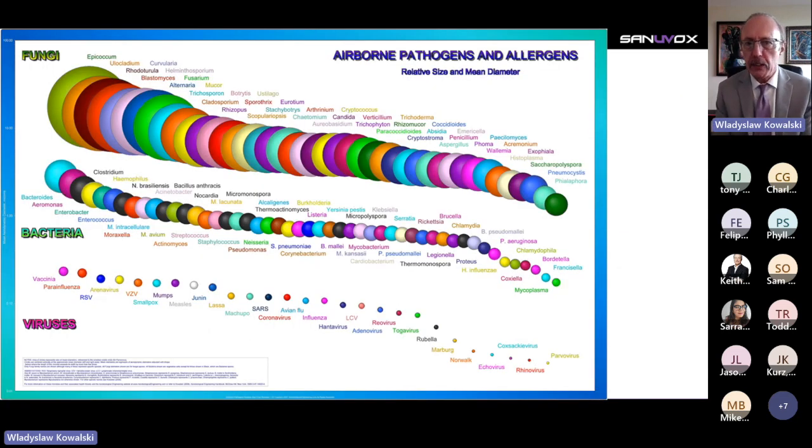The fungal pathogens tend to be large, and most of the fungi that you see here in this graph are in fact allergens, and there's a number of pathogens in here as well. Most of the bacteria and viruses are true pathogens.